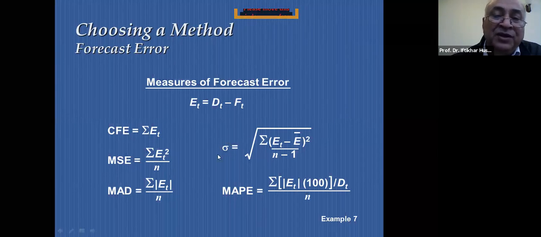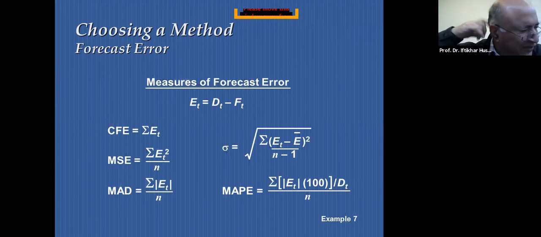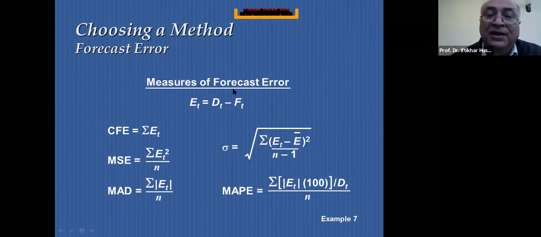And then the dispersion within the errors. If you see, this is error, this is also error, right? So E_t is the error in time period t, and this is the average error. So we calculate sigma, or standard deviation of the errors, and then MAPE, which is the mean absolute percent error. So this is the way we calculate MAPE, or mean absolute percent error.